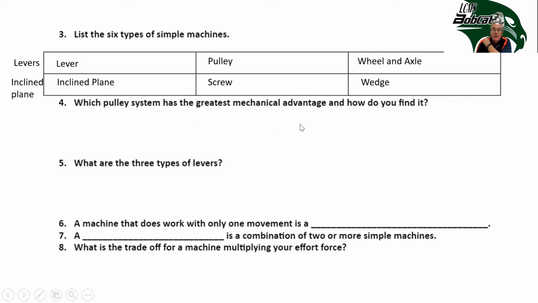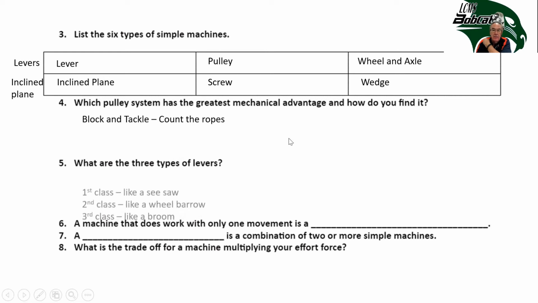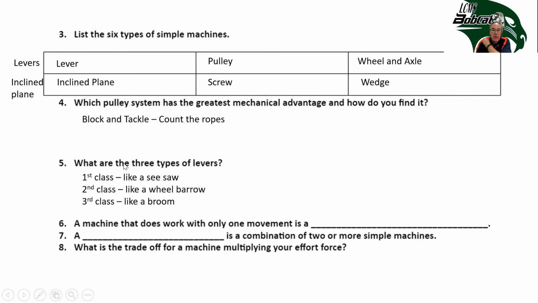Which system of pulleys has the greatest mechanical advantage? It's block and tackle, and you count the supporting ropes. What are the 3 types of levers? First class like a seesaw, second class like a wheelbarrow, and third class like a broom. A machine that does work with only one movement is a simple machine. A combination of 2 or more simple machines is a compound machine, which are most of the machines we use. Cars, airplanes, buses, trucks, all those things are compound machines.